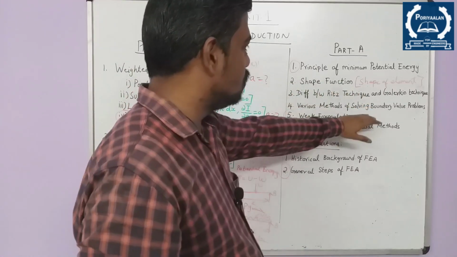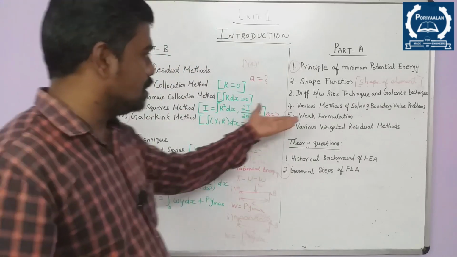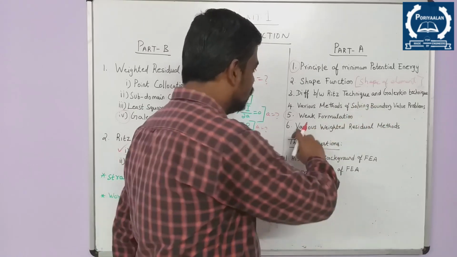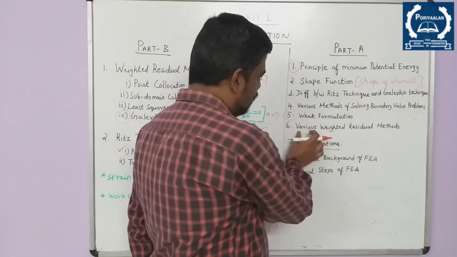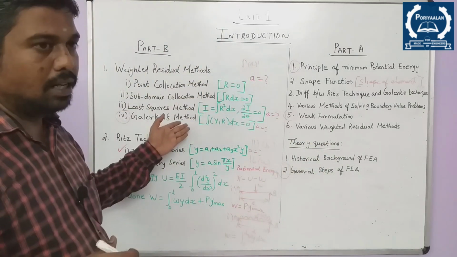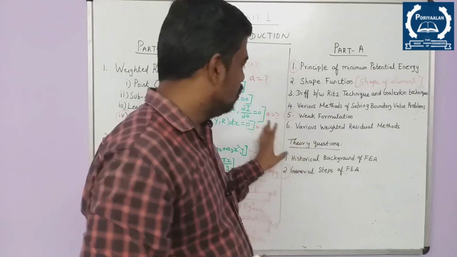Next, various methods for solving boundary value problems. While you are reading the problems, you get the same answer for the methods for solving boundary value problems. Next, weak formulation. And the sixth question, various weighted residual methods. Already we have discussed the same methods here. So we have to concentrate on these 6 questions. Definitely you will get 2 questions.